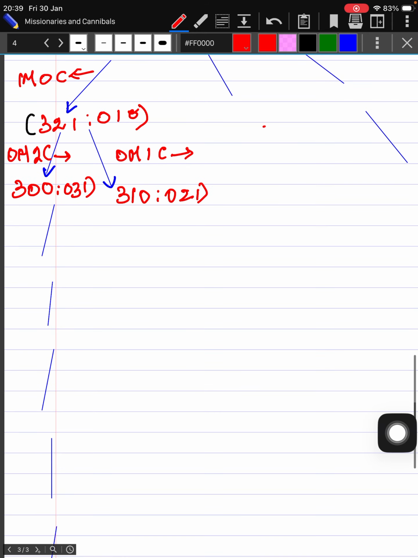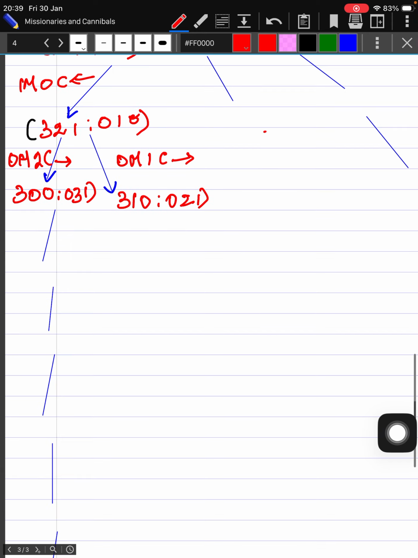Now, I have still not reached the goal state, so I should keep experimenting such that I am not violating the condition that the number of missionaries is less than the number of cannibals. Okay, at any side of the bank, I want you to remember. I'll take the next condition.